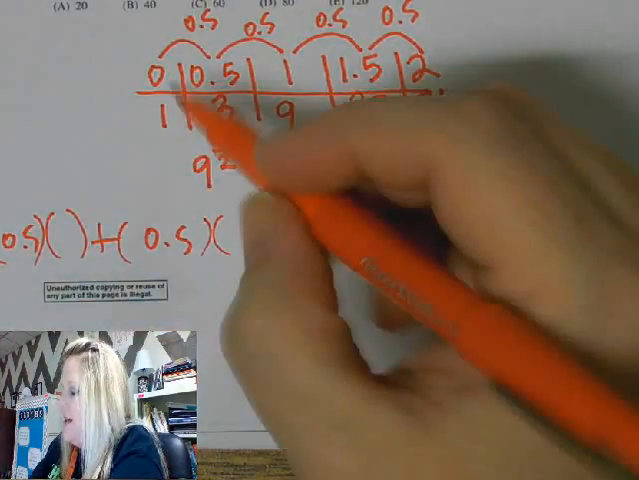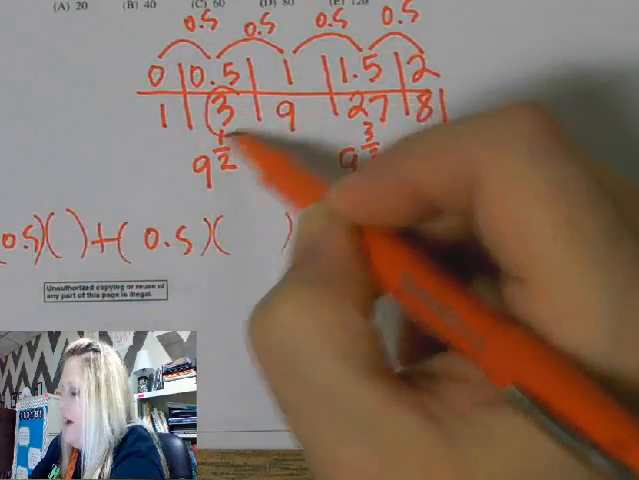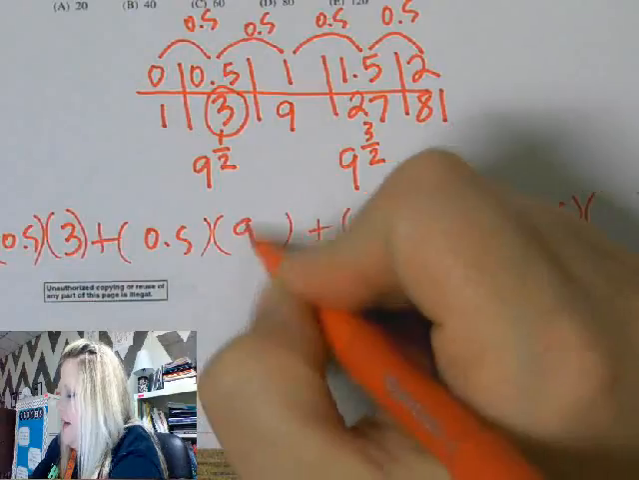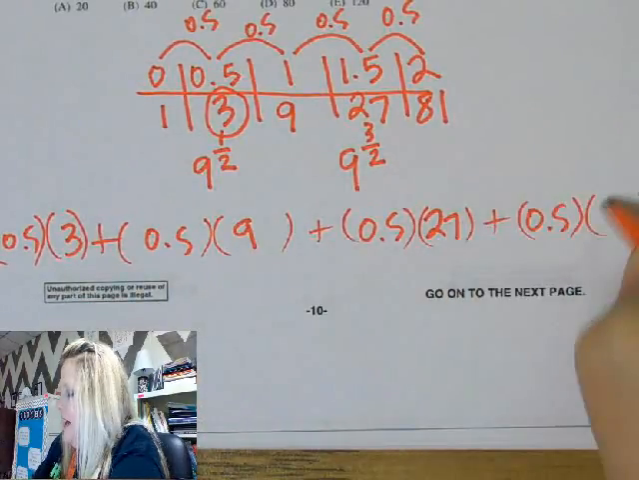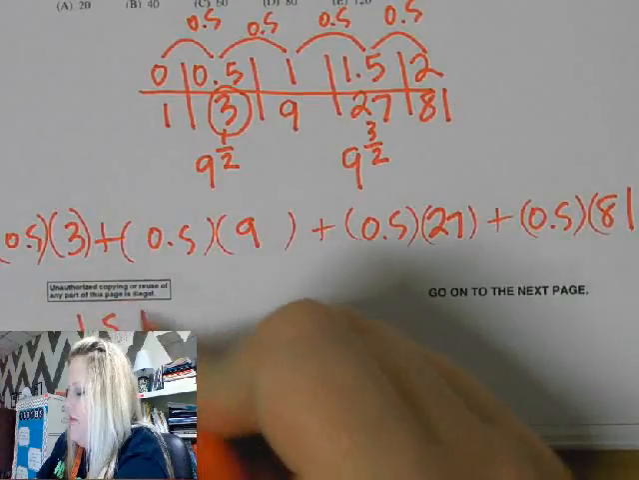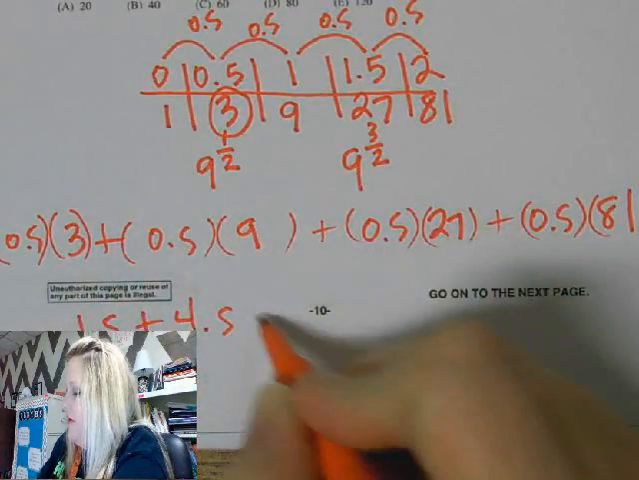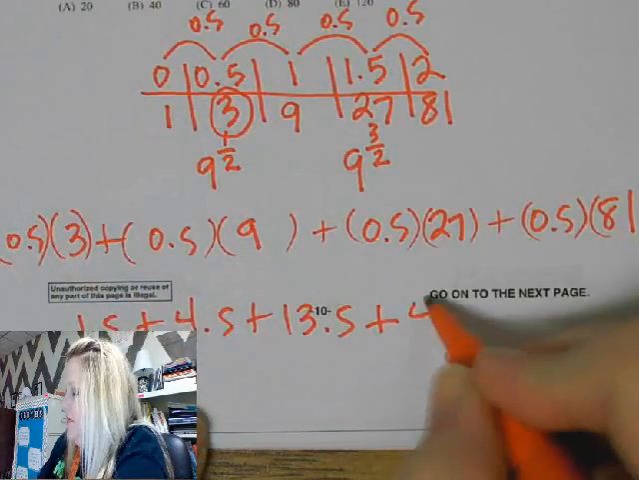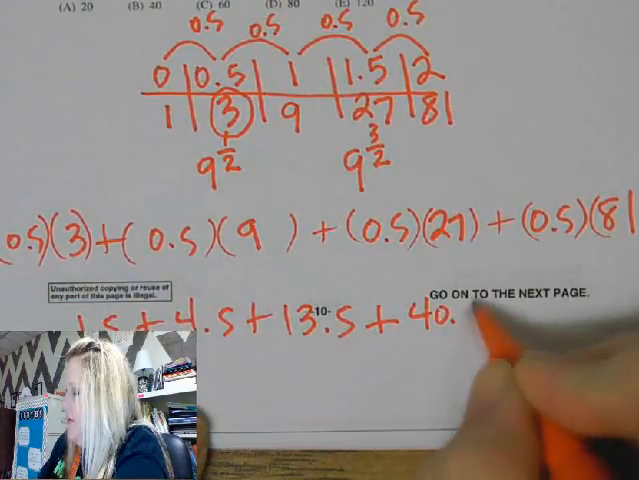So 1.5 plus 4.5 plus 13.5 plus 40.5. There we go. So that would be 6, 19.5, 60. Right? Does that make sense?